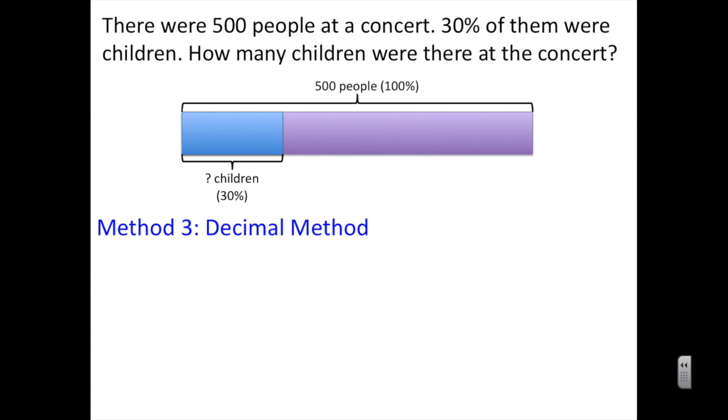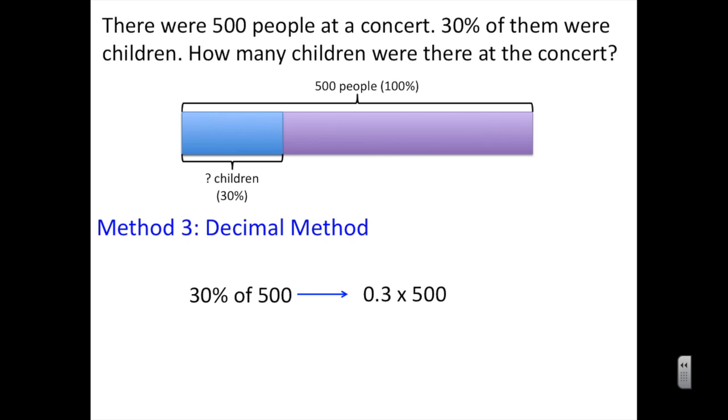Let's take a look at that same word problem we started with one last time. This time we're going to solve using the decimal method. Once again, we are solving 30% of 500. But this time, instead of rewriting it as a fraction of a quantity, we're going to rewrite the percentage as a decimal. Now I know that 30% is the same as 30 over 100. If I simplify that, it's the same as 3/10. So I can write that percentage as a decimal, which would be 0.3, and multiply that times my quantity.